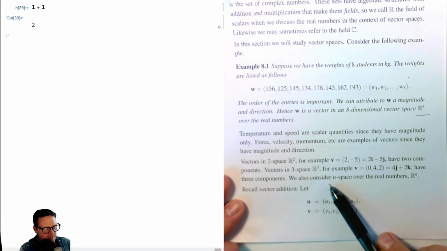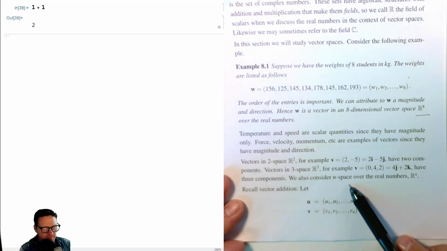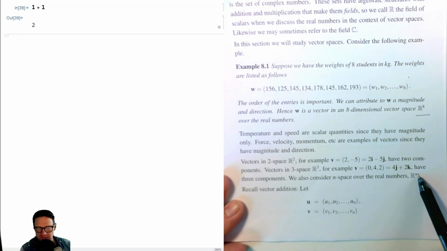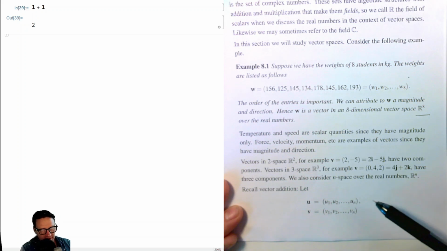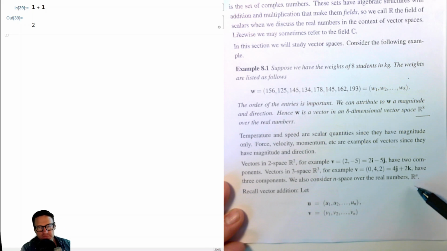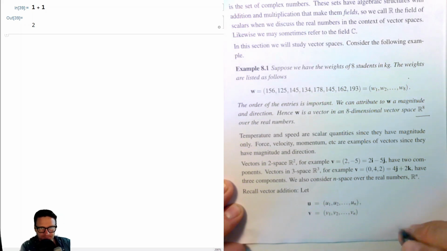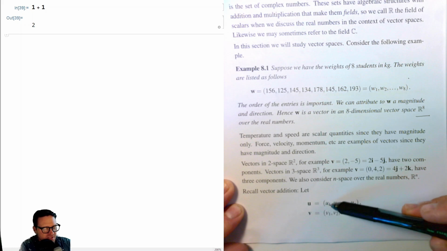And so now we can also consider n space over the real numbers, R superscript n, and they would consist of n-tuples. All right, so let's talk now about vector addition. So if we have 2 vectors u and v in n space, R superscript n, so this is an n-dimensional vector space, so n components, and the components of those vectors are real numbers. All right, so how do we add them? So to add them, we just add their components.